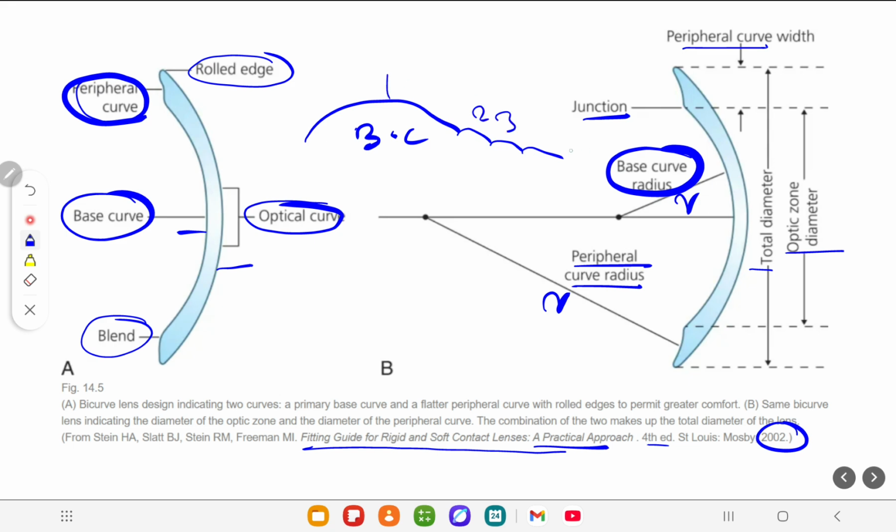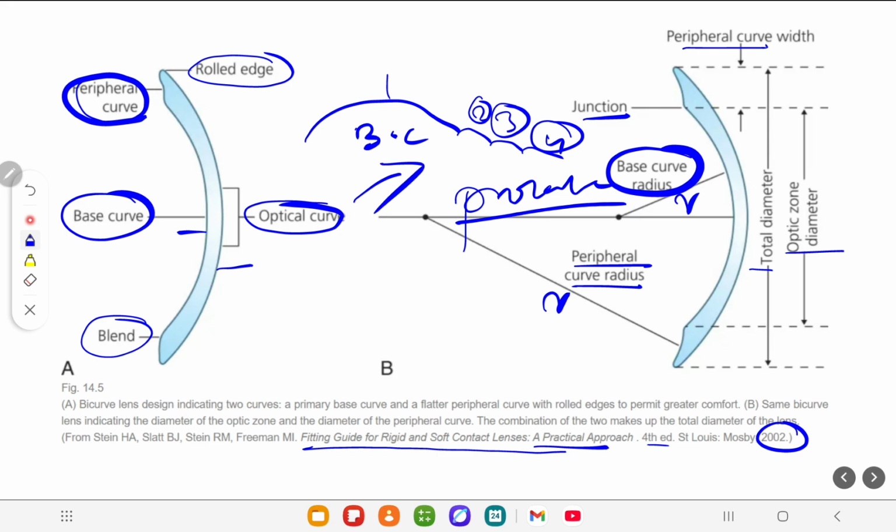One, two, three. So first, let's take a certain base curve, then the second will be flatter than the base curve, the third will be more flat than the second, and if there is a fourth, then the fourth back curve will be the flattest. Why is this how we construct the contact lens? Because our cornea is prolate, isn't it? Prolate means the center is steeper and the periphery is flatter, and that's why we make such a contact lens.